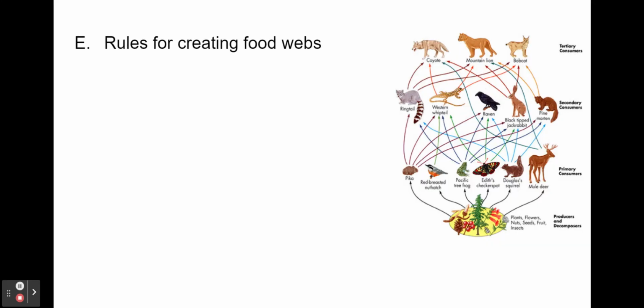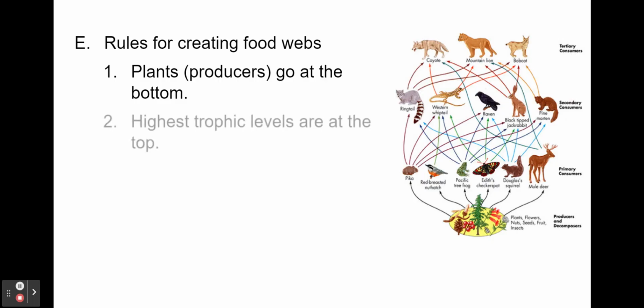So section E is a little bit of clarification as we move into our food web analysis. You will be creating food webs. Section E are the 3 rules for creating food webs. Rule number 1, plants or producers always go at the bottom. Take a look at the food web on the right-hand side. You can see my producers on the bottom row. That's what you are aiming for on a food web you create.